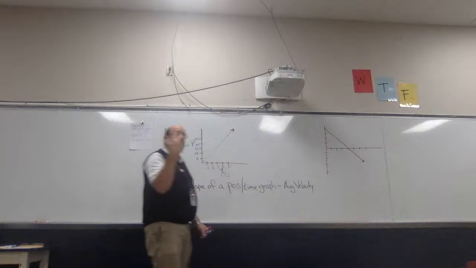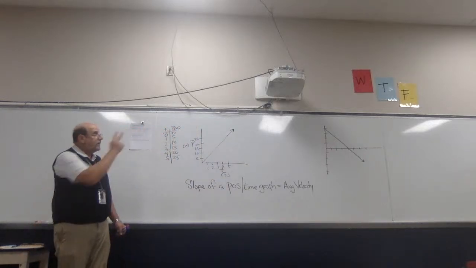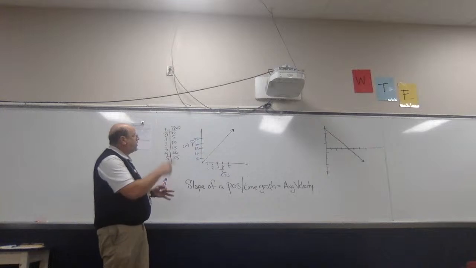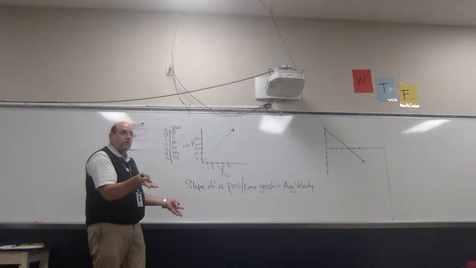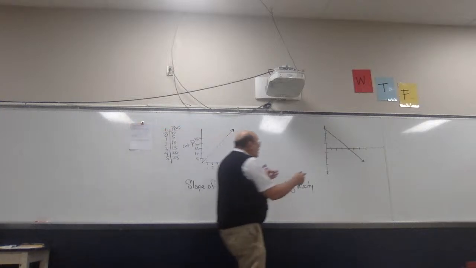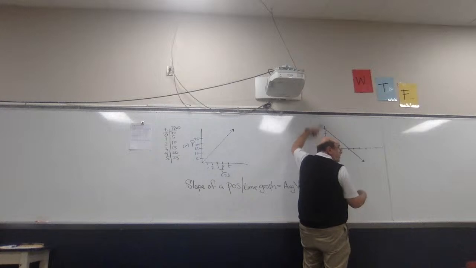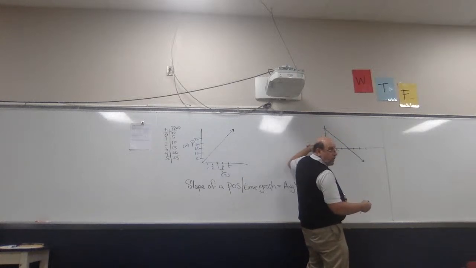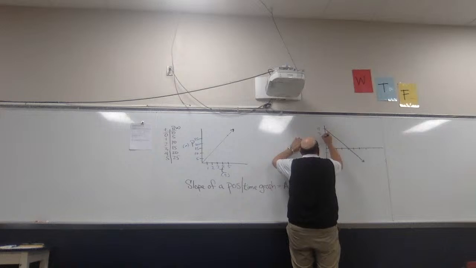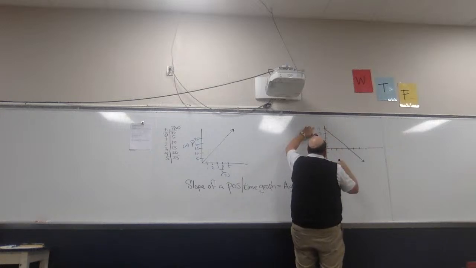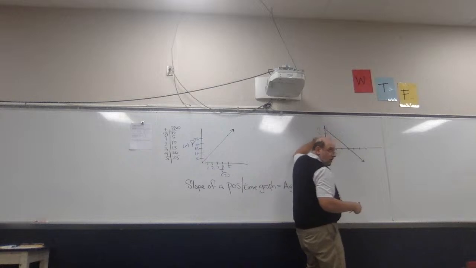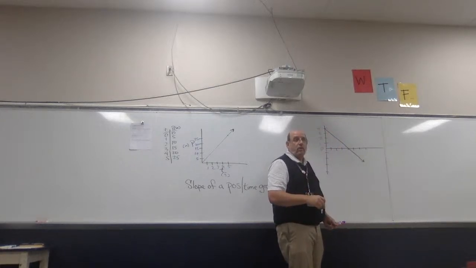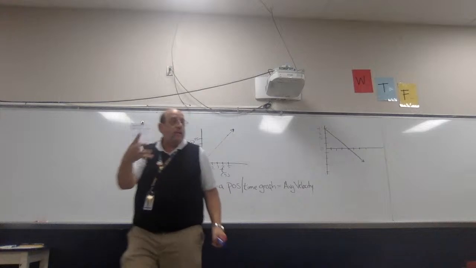Now, when we're talking about position and time, this is easy. This is -1 meter a second, right? We've gone in the negative direction. We've gone from 4 meters to 0 meters, 4, 3, 2, 1, 0. So we've gone from 4 to 0 in 4 seconds. But we've gone down, so we'll call it negative. So we're going -1 meter a second.